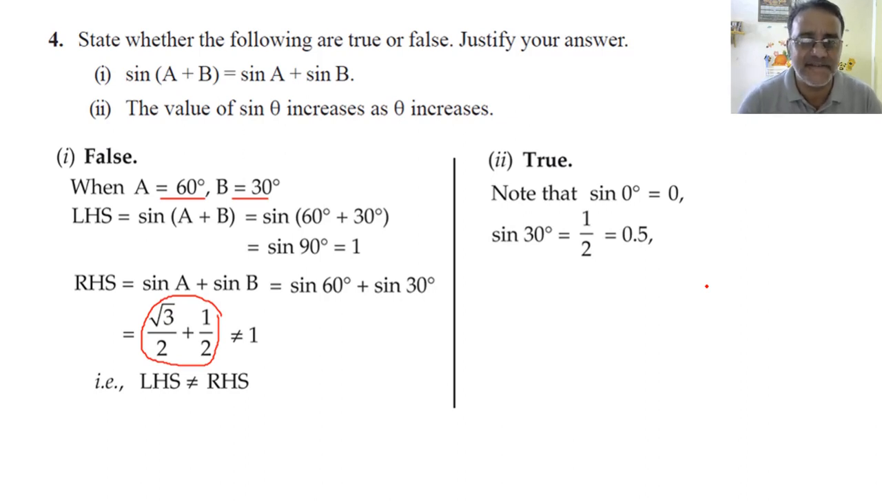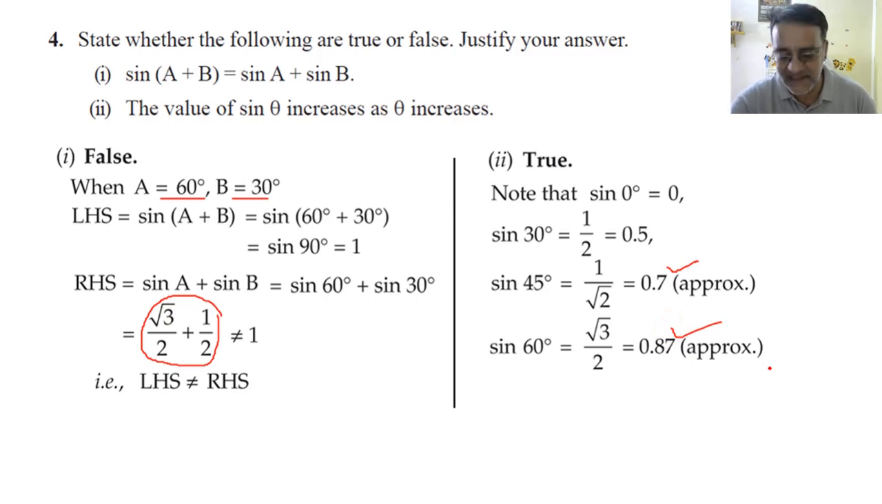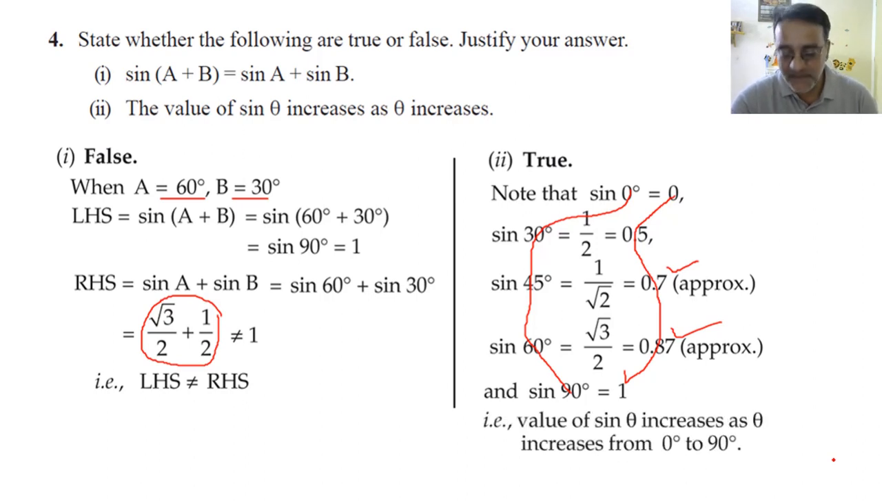What is the value of sine 45 degree? 1 by root 2. Approximately 0.7. What is the value of sine 60 degree? Root 3 by 2. So approximately it is 0.87. What is the value of sine 90? 1. See, the value of sine is increasing along with the value of theta. Right? So that is why this statement is true. Any doubt? No, sir. Okay. So the value of sine theta increases as theta increases from 0 degree to 90 degree.